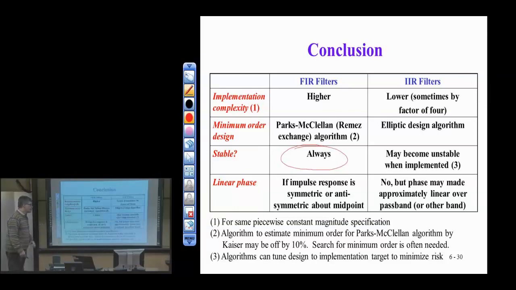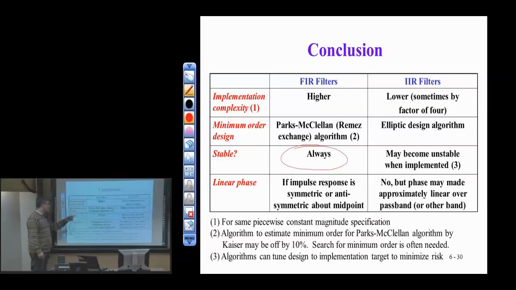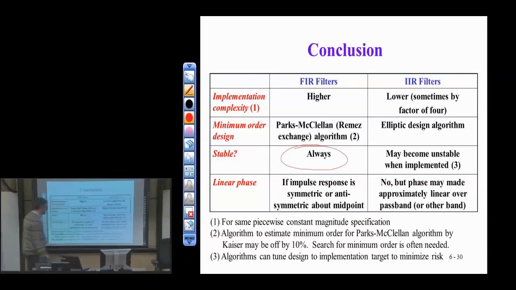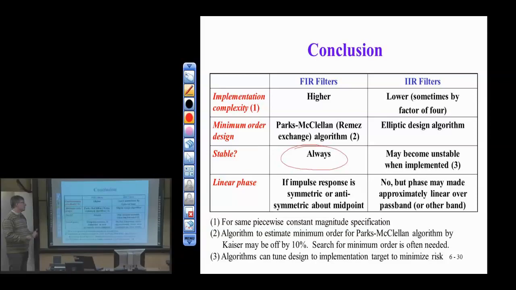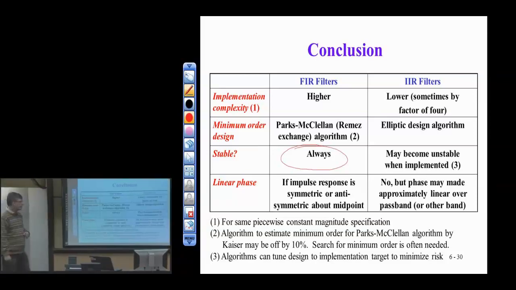Of course, BIBO stability is a big deal with IIR filters. For linear phase, yes, with Parks-McClellan. If the impulse response is symmetric or anti-symmetric about the midpoint, and this will be true for Parks-McClellan, for Kaiser, for least squares, yes, we have linear phase over all frequencies. But for IIR filters, no, we're not going to have linear phase. In fact, any implementable IIR filter will not have linear phase over all frequencies. We simply can't do it. However, the good news is the phase may be approximately linear over some band that you care about, and maybe that's good enough. We saw that in homework 3.3. Elliptic, Chebyshev, Butterworth all gave us linear phase over some part of the passband.